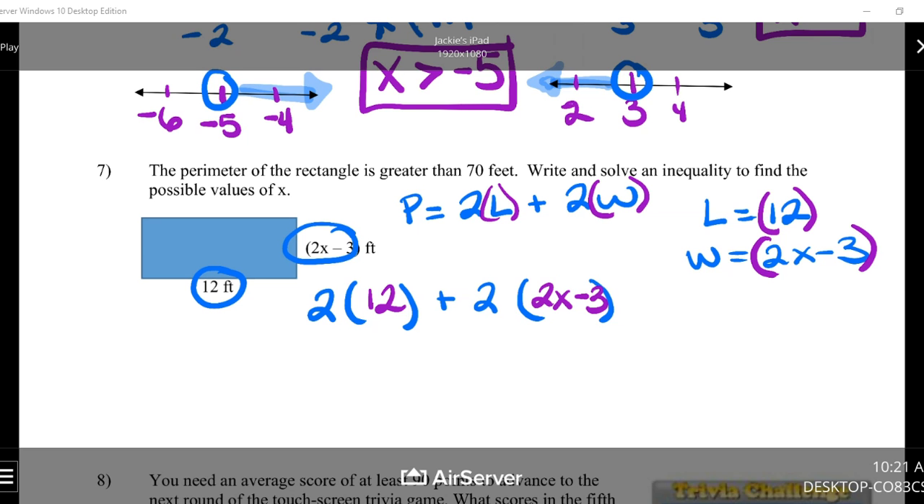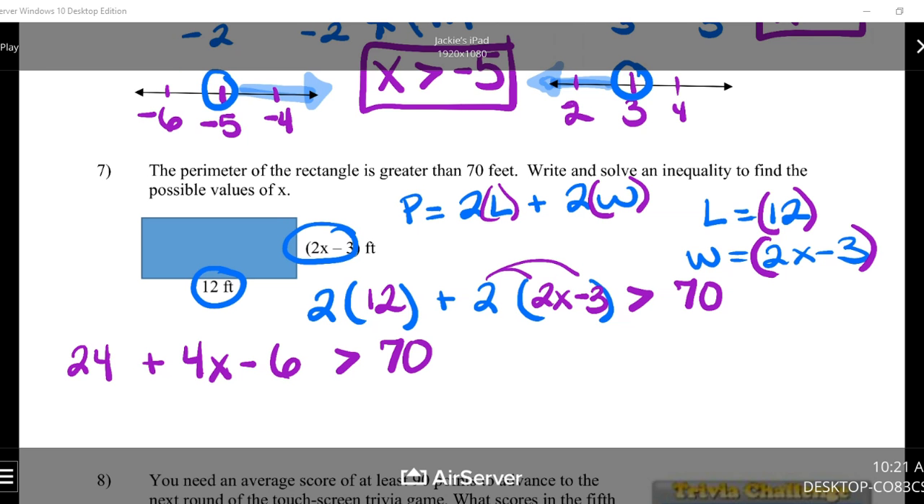Okay, so there's our substitution. This perimeter is greater than 70 feet. Okay, so now let's simplify the left side. 2 times 12 is 24. And we're going to distribute the 2. Okay, so either one of those could represent the inequality for the situation.